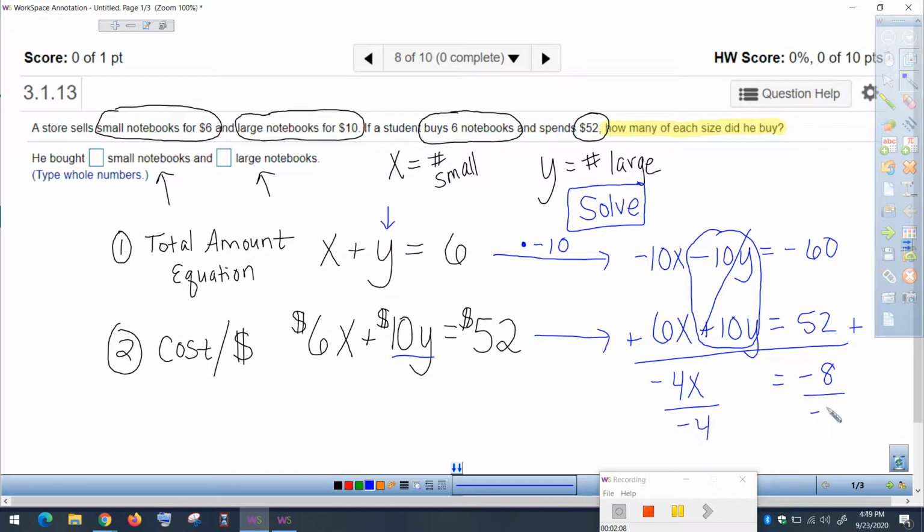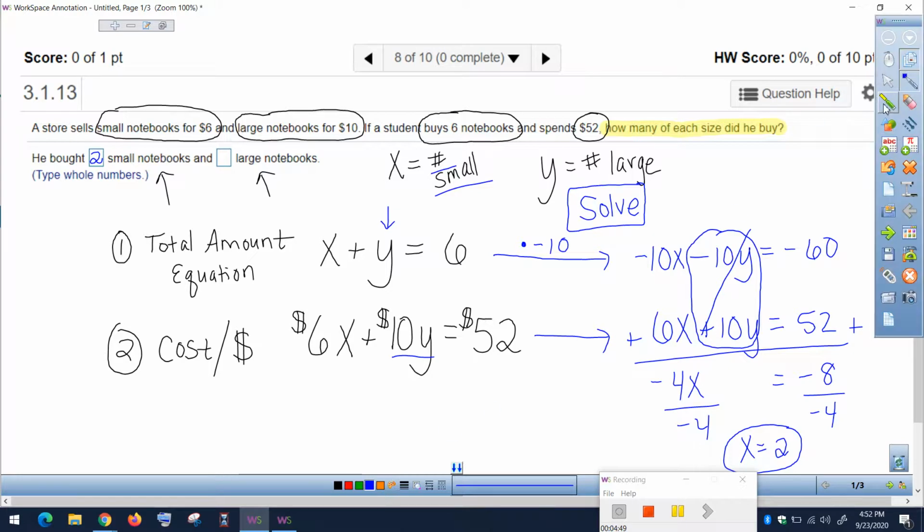So here the numbers work out really nice. If we divide both sides by -4, we end up getting that x is positive 2. And remember that x represented the number of small notebooks. So I can put a 2 over here in that first answer box.